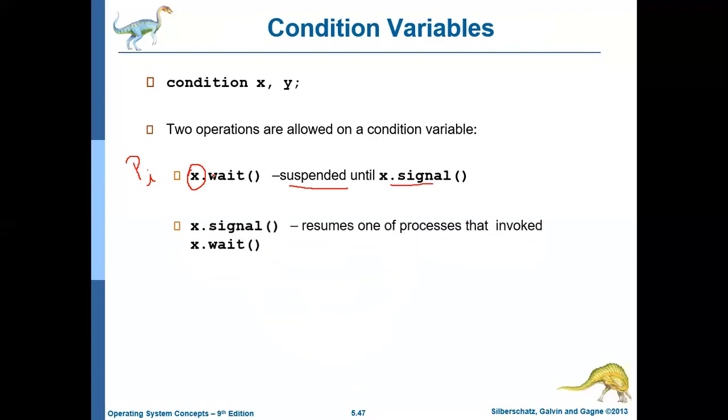Similarly, what does signal do? If somebody calls signal on x, then this will resume one of the processes that previously invoked wait. So if Pi invokes wait on x, then Pi will be suspended. And if Pj, after some time, say after 50 or 100 milliseconds, calls signal on x, then Pi will be invoked again. So what is this suspending?